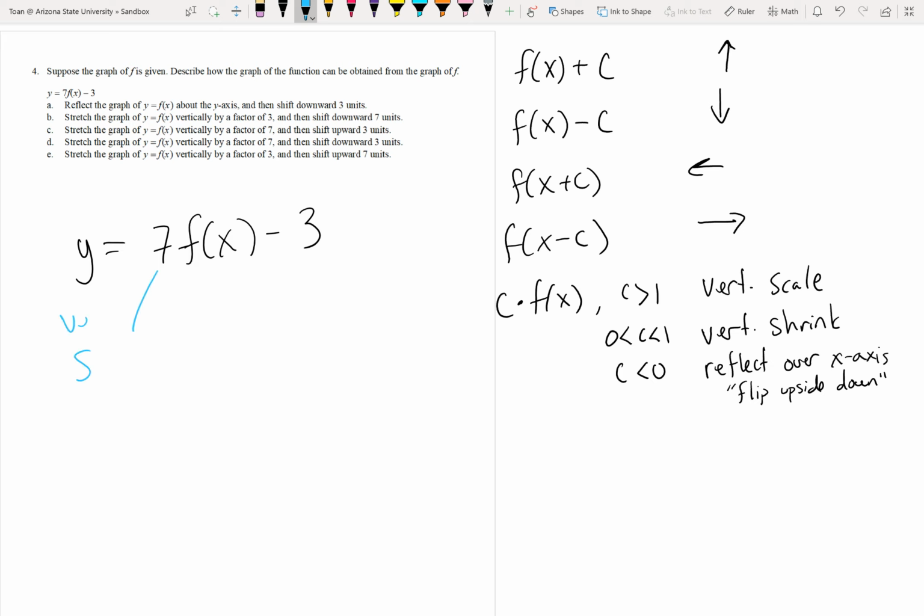So this would be a vertical scale by a factor of 7, and then this, because it's on the outside of the function, is simply down 3. So there really wasn't anything crazy about this problem. You just had to be able to read it, and the answer was, of course, D.